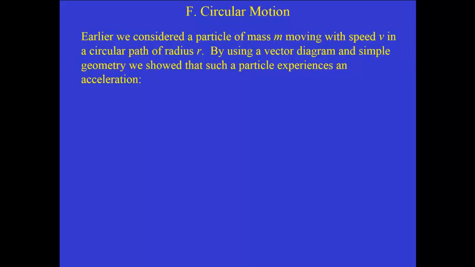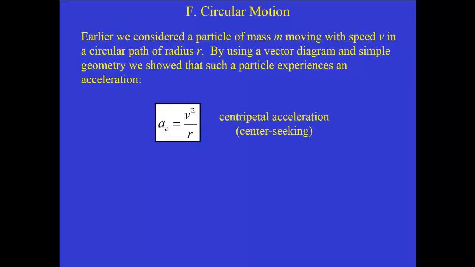And just to refresh your memory of the result that we obtained earlier in the semester, we showed with a simple vector diagram and some geometry that a particle undergoing this type of motion experiences a centripetal acceleration, sometimes also called a radial acceleration, which is always pointing toward the center of the circular path. And even if that object moves with a constant speed, v, it's still experiencing acceleration because although the magnitude of the acceleration stays the same, the direction is always changing. And so the acceleration is not constant.